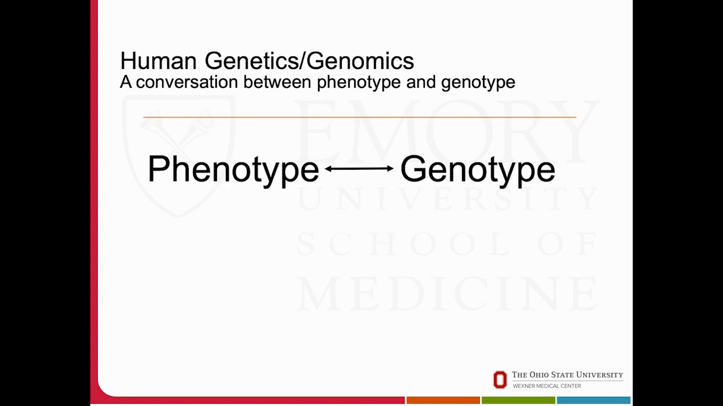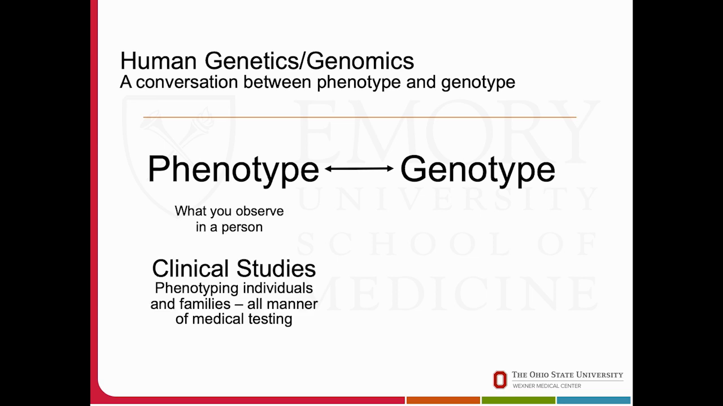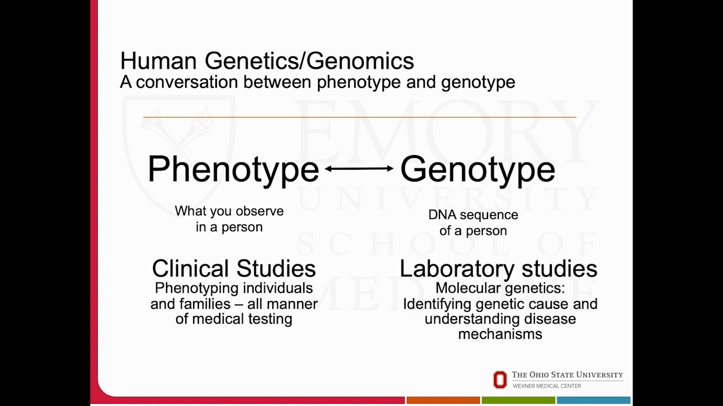I start almost every talk with this slide. Genetics is all about phenotype and genotype, and the arrow reflects a bilateral communication. We have to know about both. Phenotype is what we observe: clinical studies, medical testing. And genotype now is sequence; we sequence DNA, and that's laboratory studies, all kinds of molecular genetics to identify genetic cause.